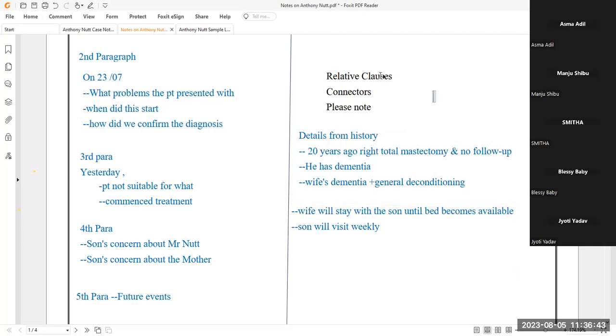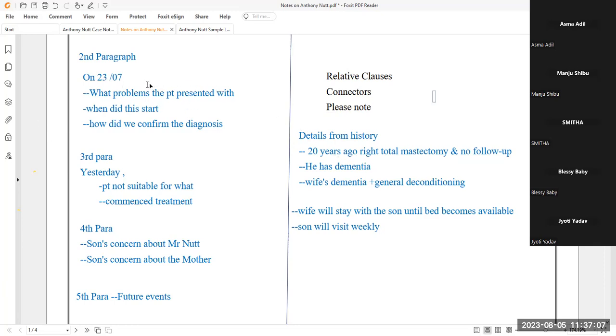Relative, who, which, that. Okay, let's start with 20 years ago. Where can we blend it? You talked about what happened on the 23rd. You talked about not suitable for treatment. Then you talk about the son's concern. So mentioning 20 years ago at the end, does that make sense? No. So where can you blend it?